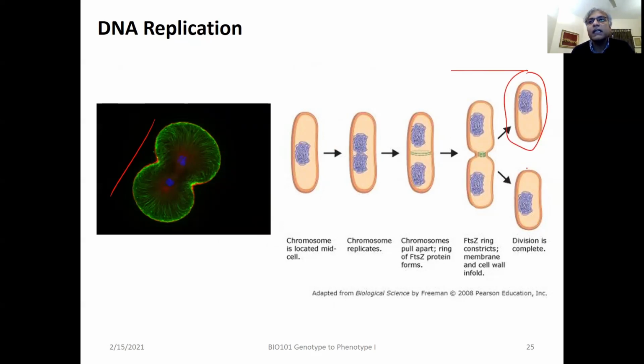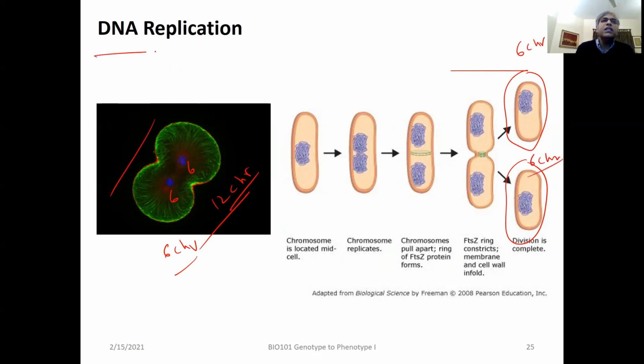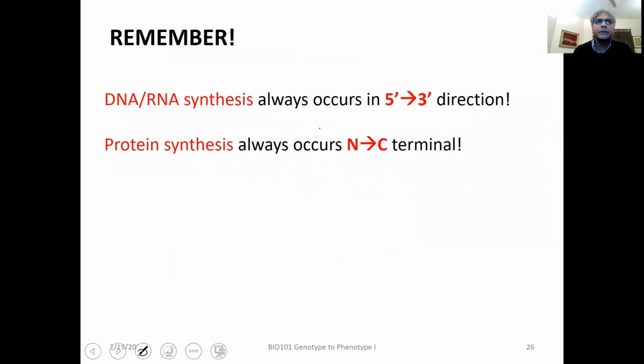Now these are two daughter cells. If there were, let's say, 6 chromosomes in the mother cell, by this stage it already has 12, so it means it replicated all its DNA, the chromosomes, and then each of the daughter cells has inherited 6 chromosomes. How this DNA replication takes place is very important. As we already know, and I just want to re-emphasize, synthesis of DNA or RNA always takes place in the 5' to 3' direction.